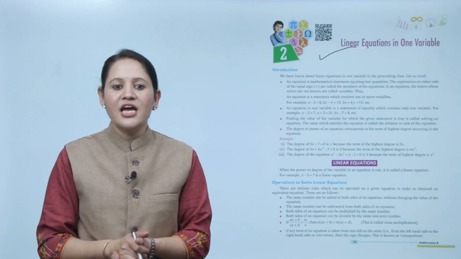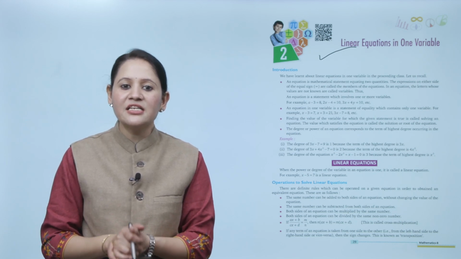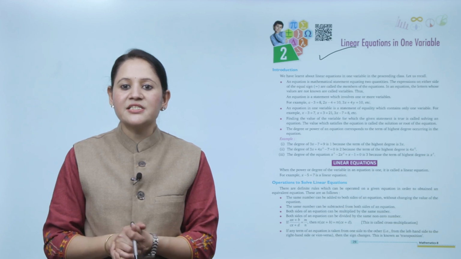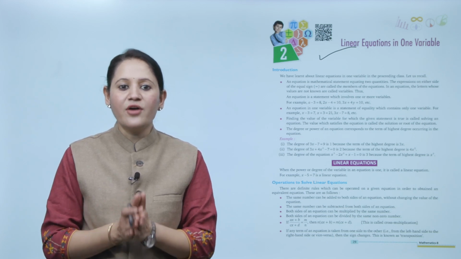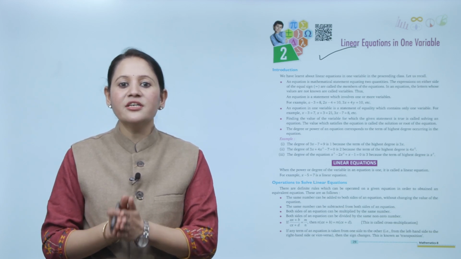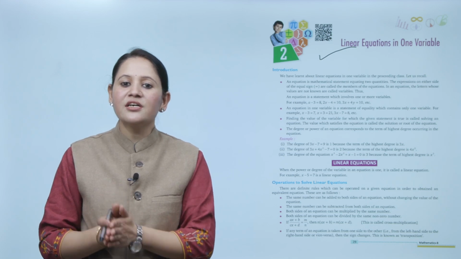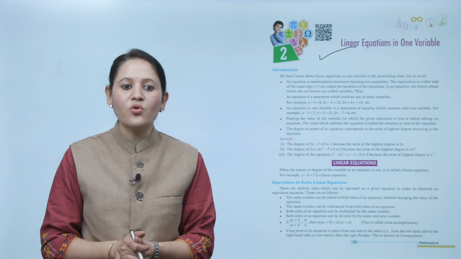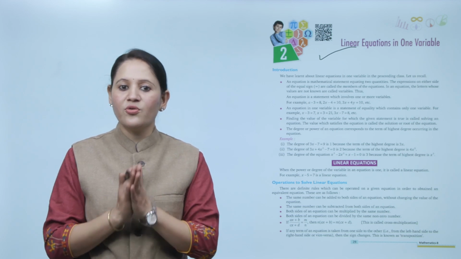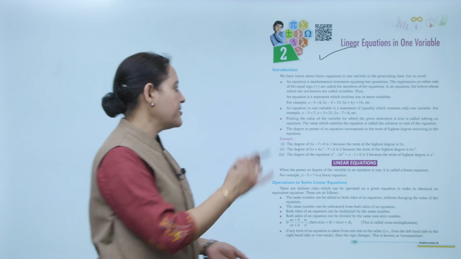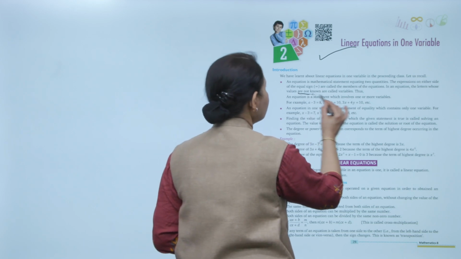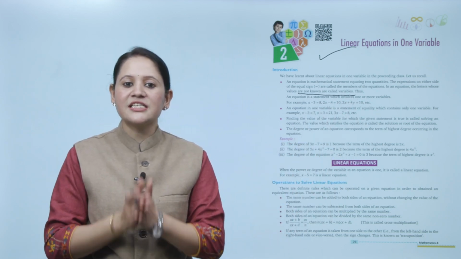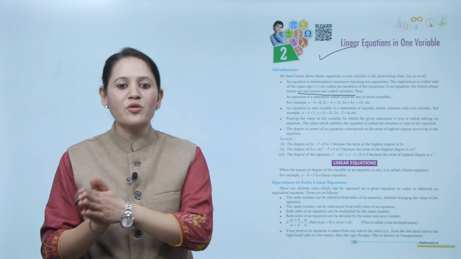Let us recall. An equation is a mathematical statement equating two quantities. The expressions on either side of the equal sign are called the members of the equation. In the equation, the letters whose values are not known are known as variables. जिसकी वैल्यू पता नहीं होगी, they are known as variables. Thus, an equation is a statement which involves one or more variables.